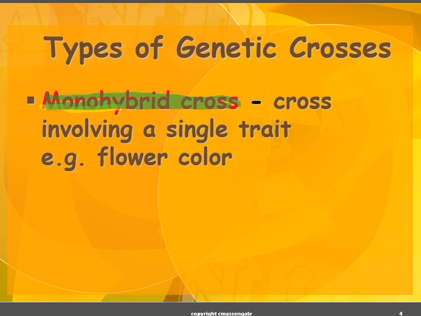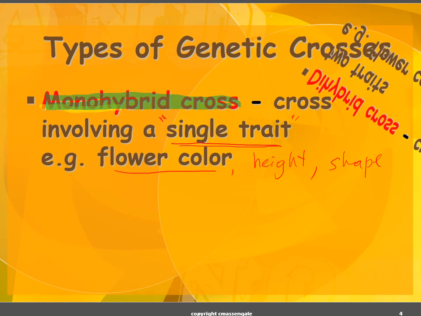So the keyword here, class, is single trait. Whenever we are dealing with a monohybrid cross, we are just dealing with one trait. For example, we are just dealing with one trait, which is flower color. Or another example, a single trait, let's say height. Another example, single trait only, we are talking about shape. So again, in a monohybrid cross, we are just dealing with a single trait.